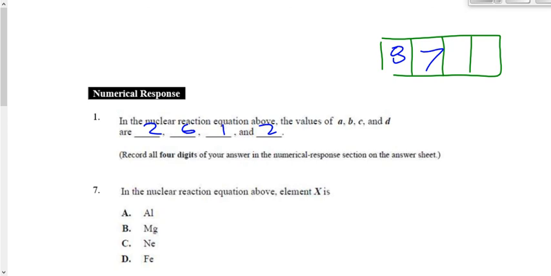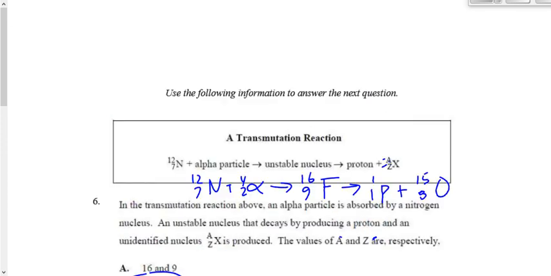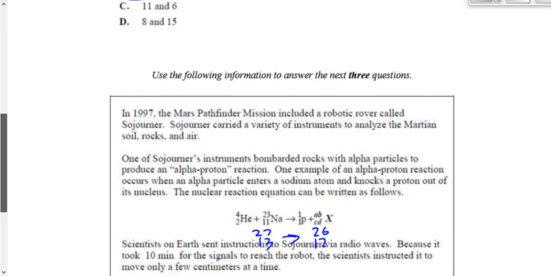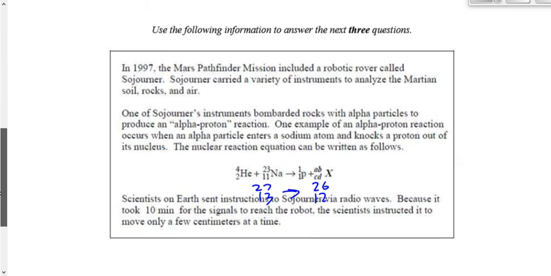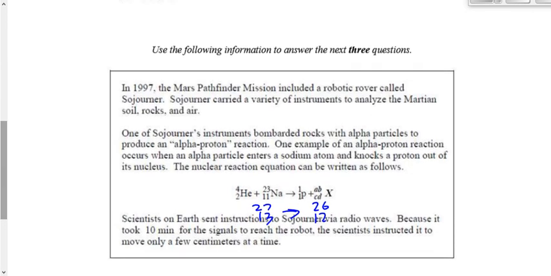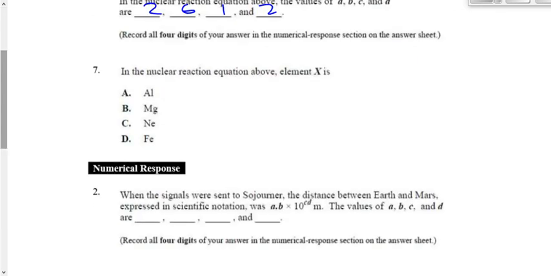7. In the nuclear reaction equation above, element X is what? Oh, element X, all we got to do is look at our periodic table and determine what atomic number 12 is. What is atomic number 12? Magnesium, somebody said? So the answer would be B for that one.